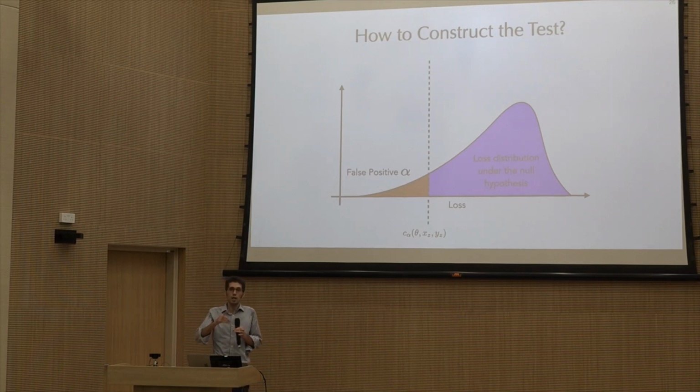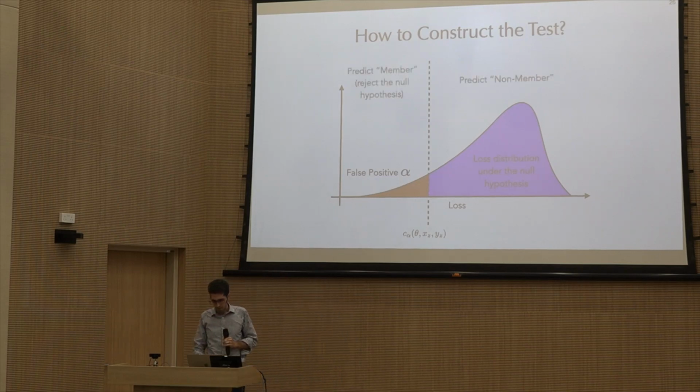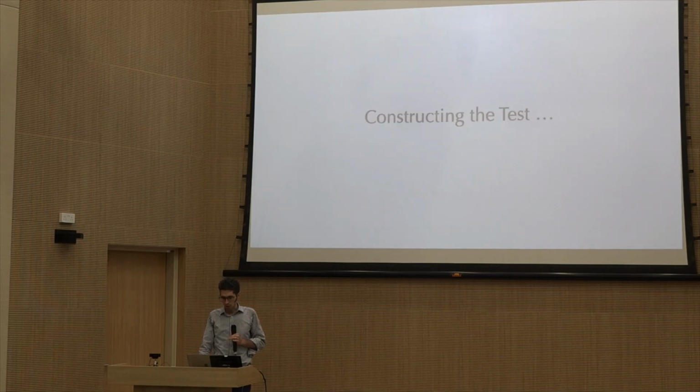The question would be, how do I compute that threshold? Because when I said loss, I didn't say loss of what on what. I just said on the null hypothesis, on non-members, right? So then this would result in some false positive rate with some true positive rate, and that's your profile. So the question is how to construct the attack and how to actually get the null hypothesis distribution.